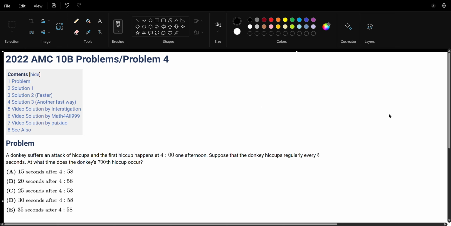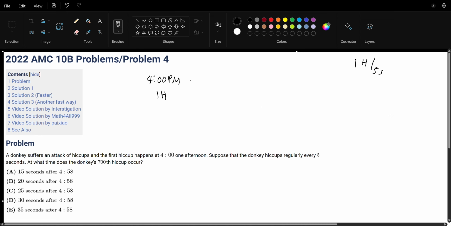Problem 4. A donkey suffers an attack of hiccups, and the first hiccup happens at 4 o'clock one afternoon. So at 4 o'clock this afternoon, we have one hiccup. Suppose that a donkey hiccups regularly every 5 seconds. So the rate of hiccups is one hiccup every 5 seconds. At what time does the donkey's 700th hiccup occur?